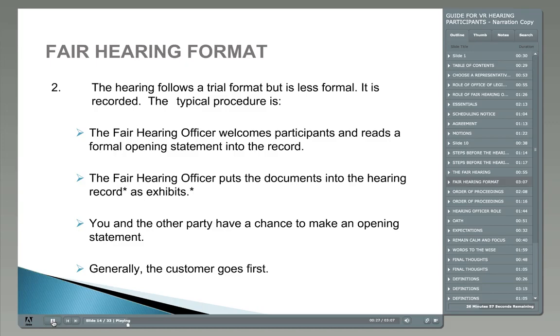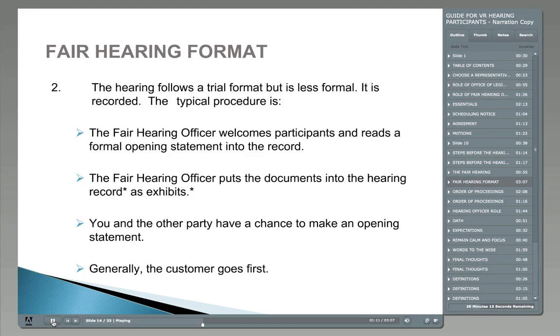Oftentimes that opening statement has something to do with the legislative structure that allows for the hearing. In some cases the state or federal law that establishes the ability to have the hearings. Oftentimes, the hearing officer will speak to what's called the burden of proof in this particular case, and we'll talk about what that means and why it's a certain way in a little while. And general housekeeping things to make sure that people understand the scope of the hearing. The idea is to keep it fair, and the idea is to create a clean, clear, and concise record.